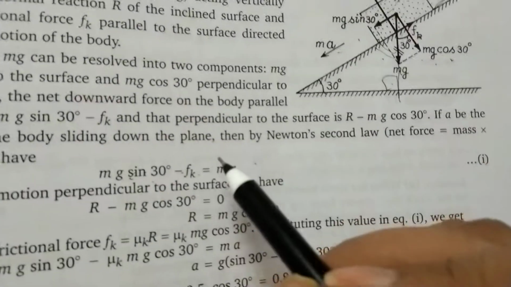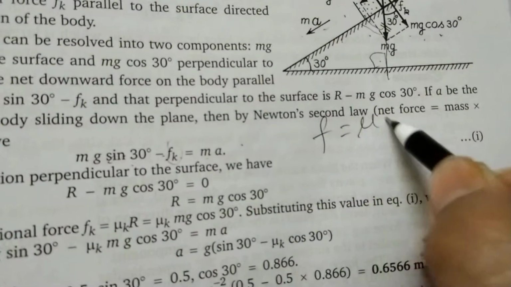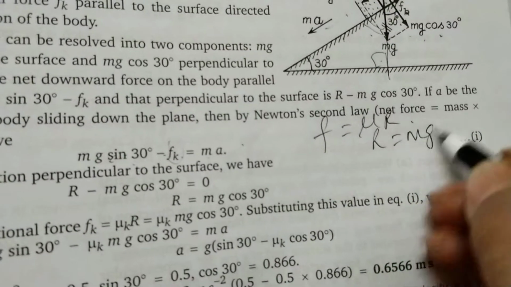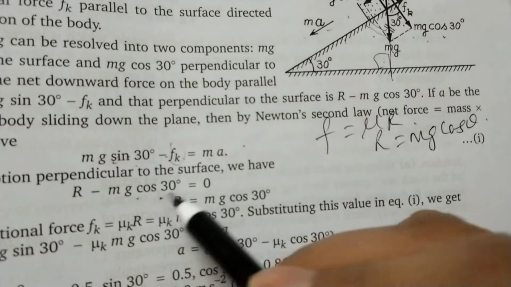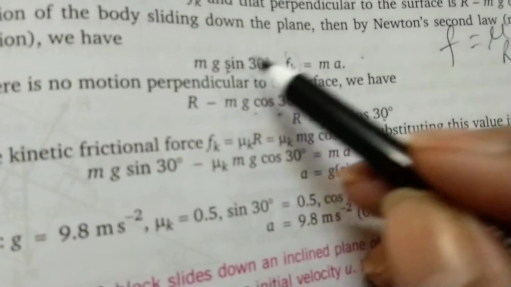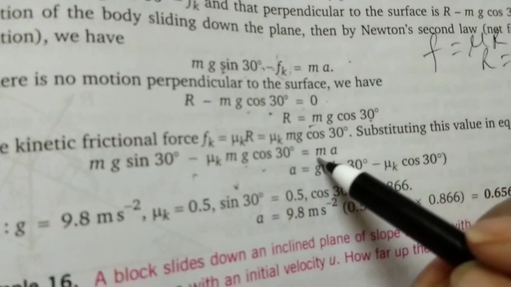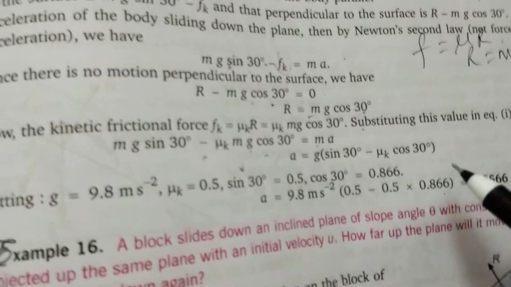Now here, this frictional force, if you get to see, we know that F is equal to mu R. This is the formula. And R is equal to mg cos theta over here, right? So what have we substituted? R is equal to mg cos theta. You substitute in this equation: mg sin 30 degrees minus mu R, where R is mg cos theta, is equal to mass into acceleration. Get the value of acceleration. So this is the way you can calculate the acceleration.